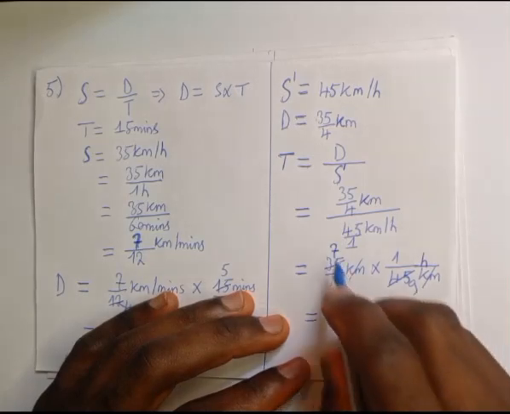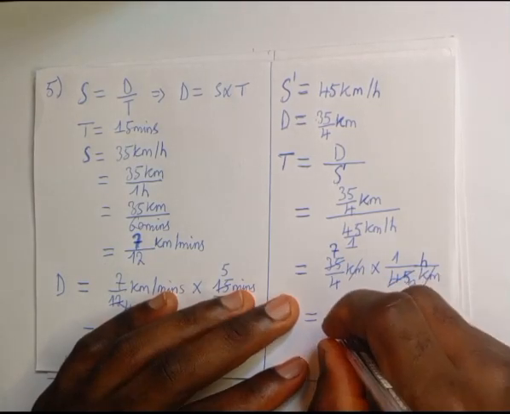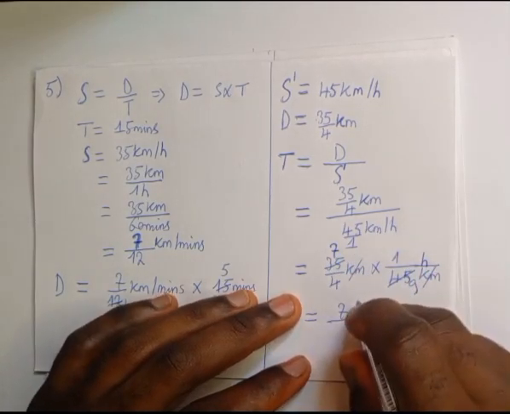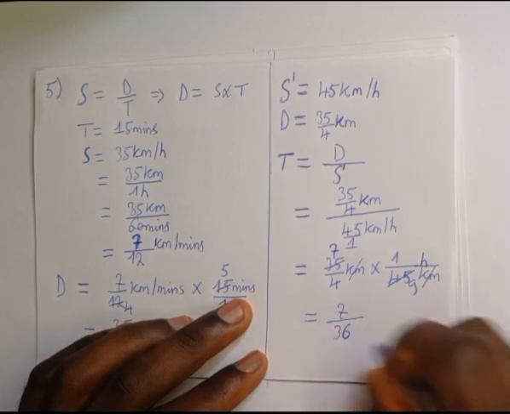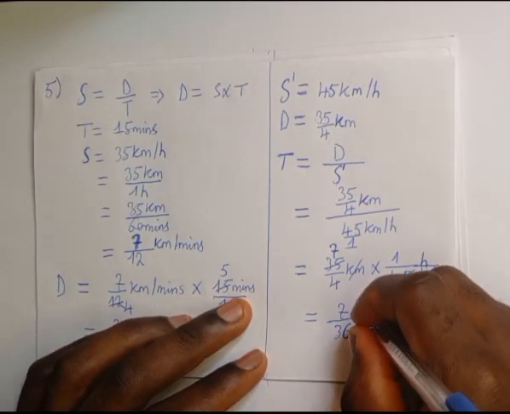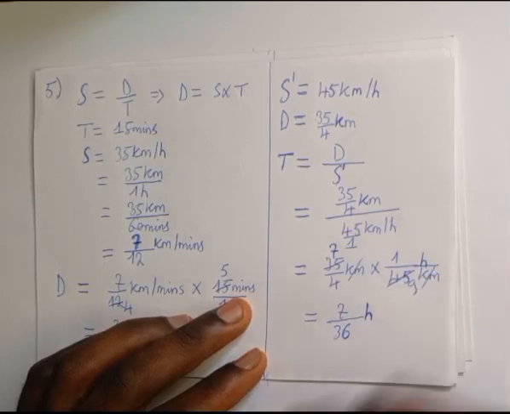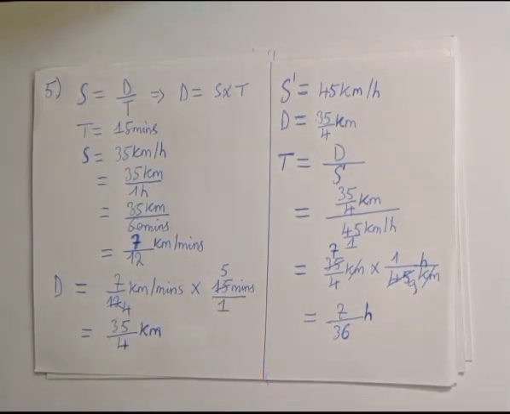This will simply be equal to 7 times 1 gives us 7 all over 4 times 9, which gives us 36 hours. We'll be left with hours. Therefore, the time taken by D4 to travel from home to school if he drives at an average speed of 45 kilometers per hour is simply 7/36 hours. You can decide to express this time in minutes.